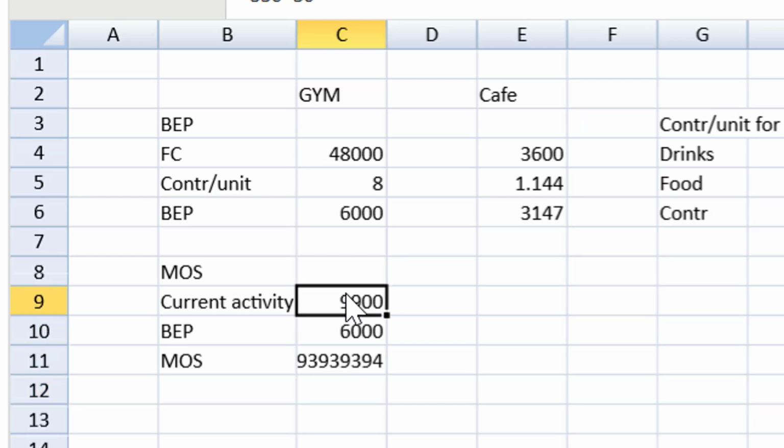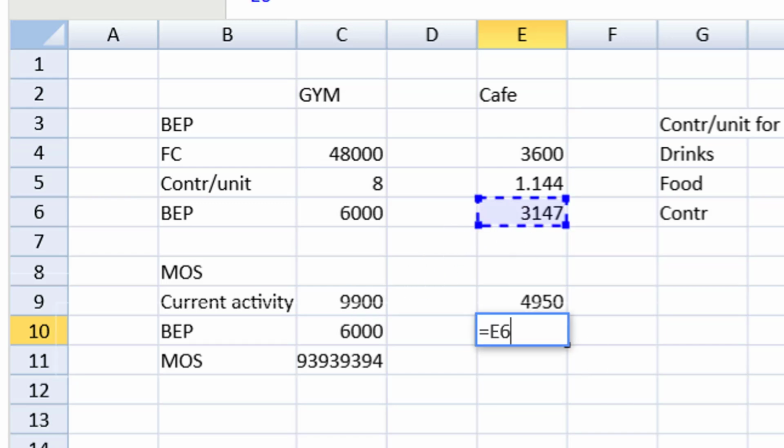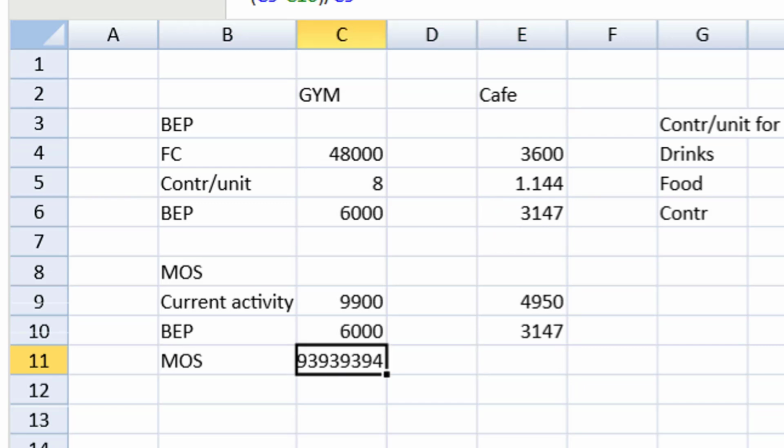And what do we know about the cafe? We can look around there. And they tell us that half of the customers use the cafe. So we can set current activity of the cafe equal to 0.5 of the gym. Break-even point will be equal to that figure in cell E6. Let's copy that same formula to get the margin of safety.